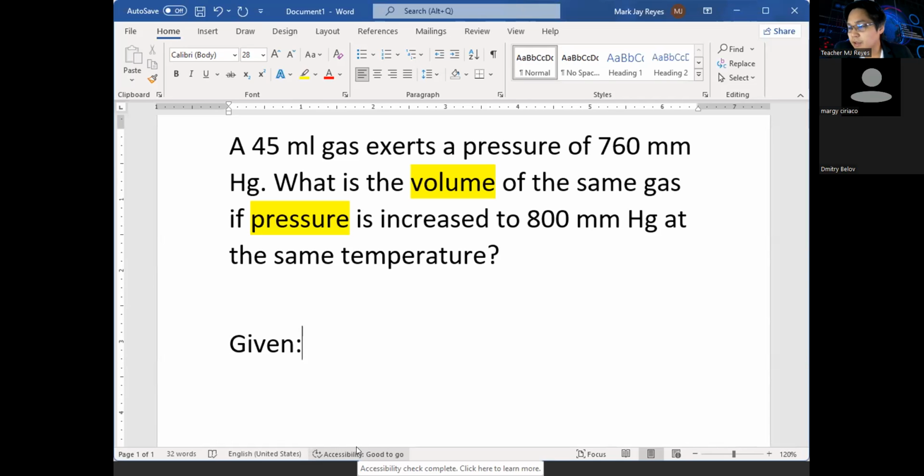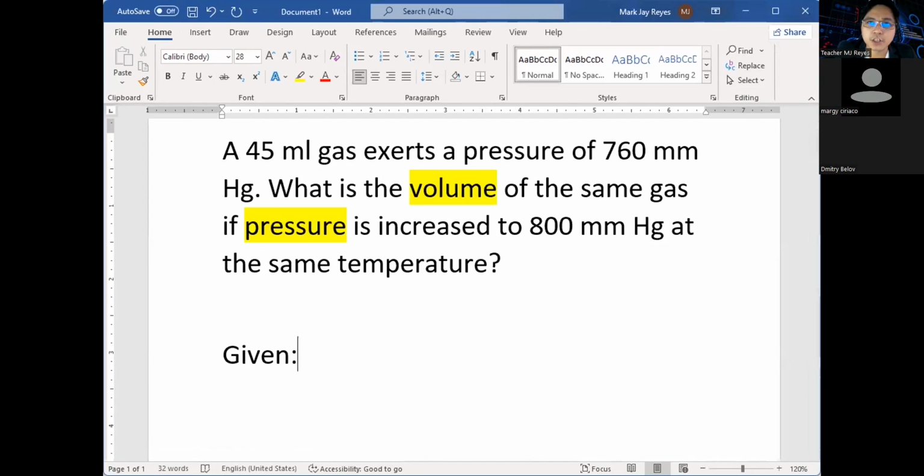So what law corresponds to volume and pressure? Based on our discussed topic, gas laws. It belongs to what concept? What law? Let me check on the chat box. Boyle's law. Okay. It corresponds to Boyle's law, because Boyle's law is talking about pressure and volume.